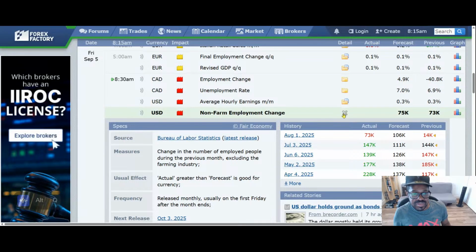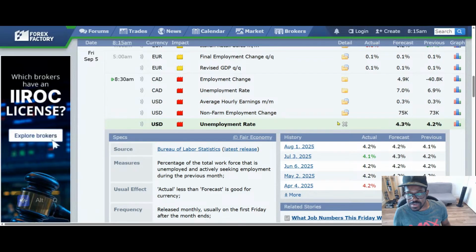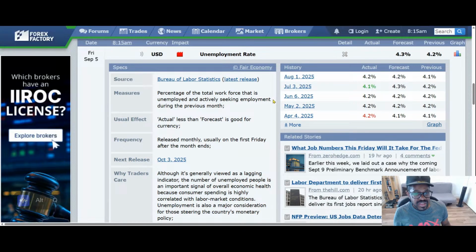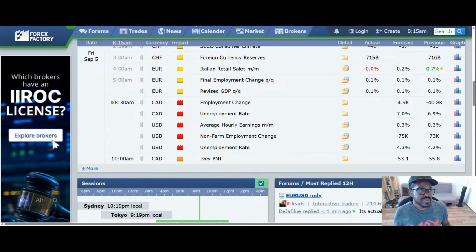For the rest, you have the unemployment rate. That's the last one. It should be at 4.3%. Last month it was 4.3, and anything less than 4.3 should be good. All right, so that's what's going on here for now.